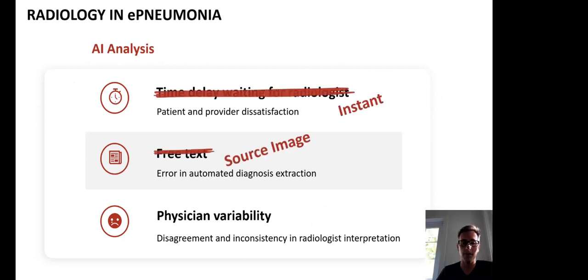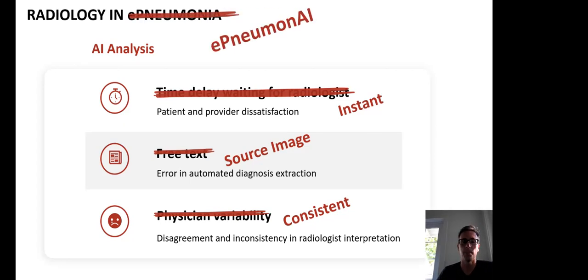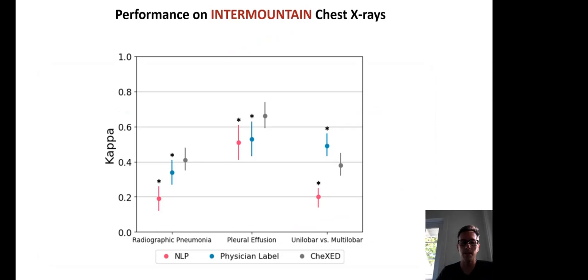They don't have to rely on free text, as is common in some of these problems. And there's no variability. That consistency actually helps this model be more useful to the practitioner. So the given physician on a given day is no longer a consideration. And what we found in our analysis was that our model actually performed as well as physicians for the purposes of analyzing the pixel data.